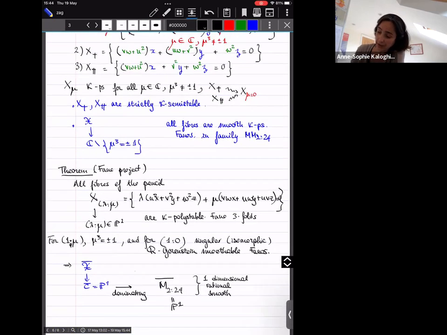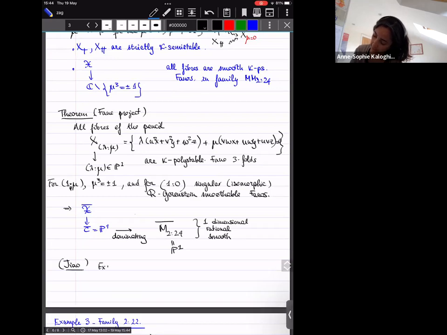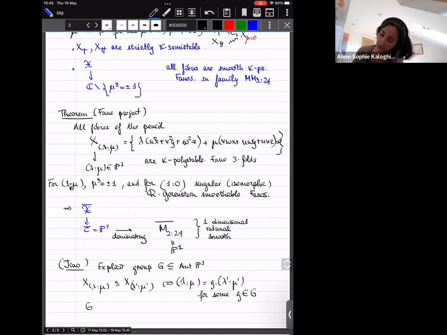Now let me just mention that my student Dongchen Zhao has shown further, has found an explicit group G in the automorphism group of P1, such that X_λμ is isomorphic to X_λ'μ' precisely when (λ,μ) is g times (λ',μ') for some g in the group G, and the group G is essentially isomorphic to A4.